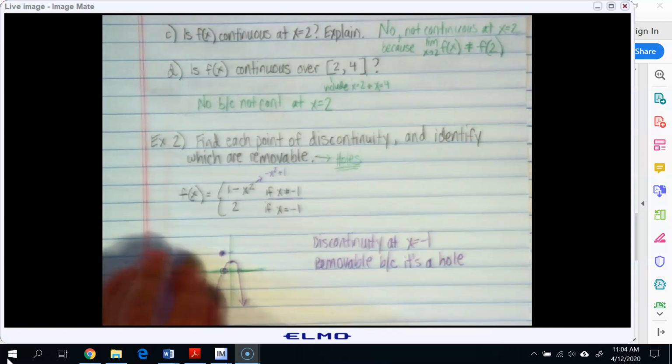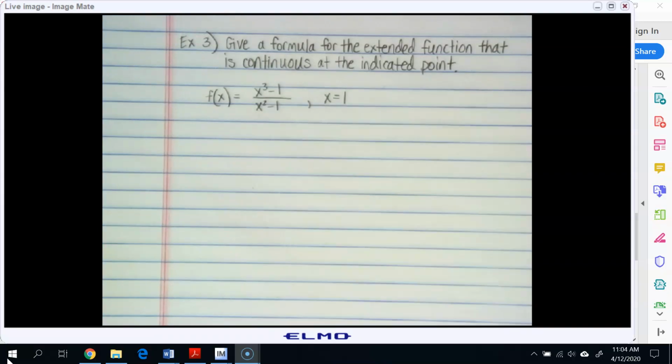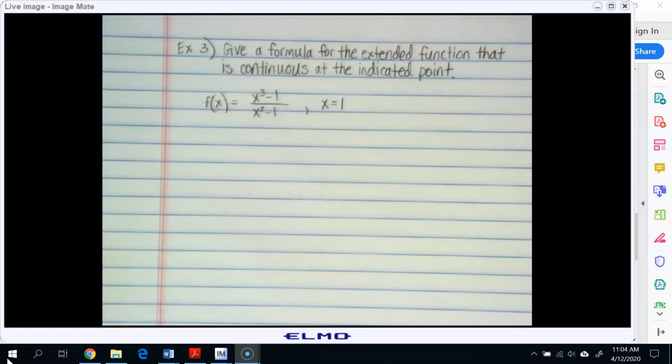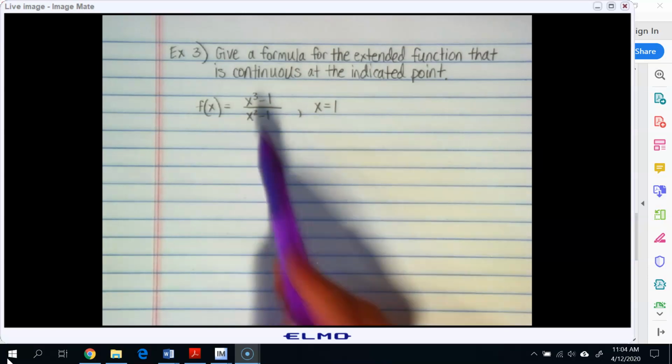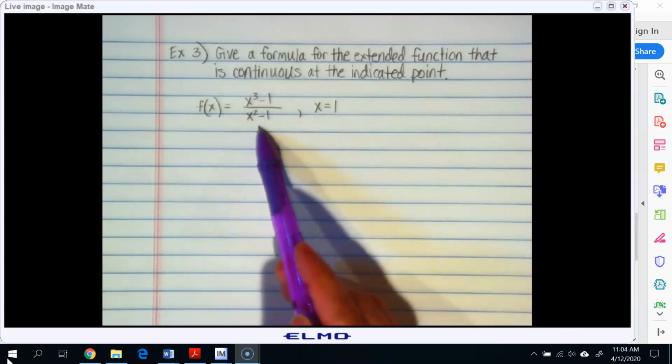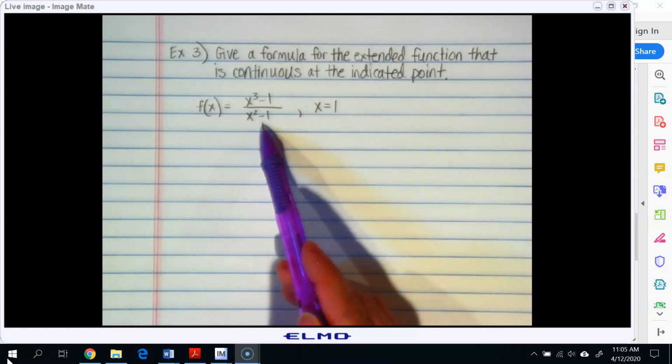All right, let's do one more example. I'm going to flip it over. Actually, it's on a new page. All right, example 3, it says give a formula for the extended function that is continuous at the indicated point. When it's asking us to do that, that's basically saying the original function we give you is not continuous, but the discontinuity is removable, and therefore you can turn it into the exact same function, but that is continuous.